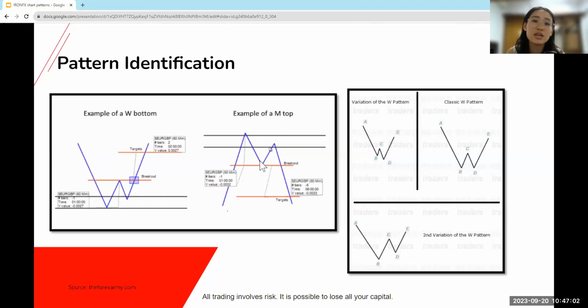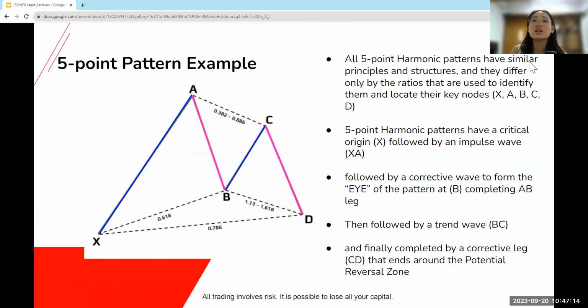If we're talking about an M top, breakout or downward confirmation happens when price breaks out of this neckline. So pretty similar to what we talked about earlier. Okay, so let's talk a little bit about harmonic patterns. All 5-point harmonic patterns have similar principles and structures, and they differ only by the ratios that are used to identify them and locate their key nodes.